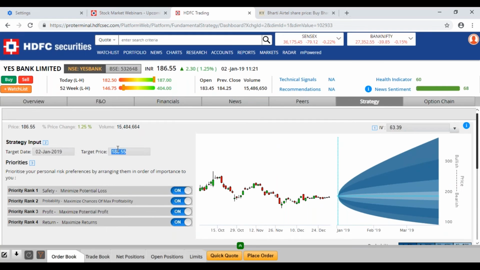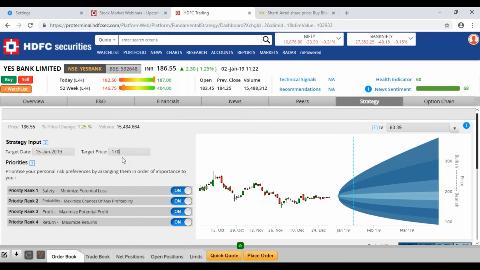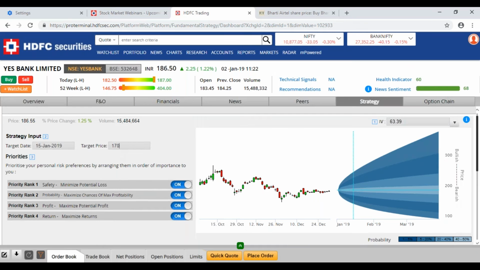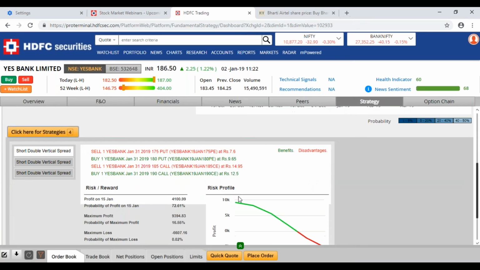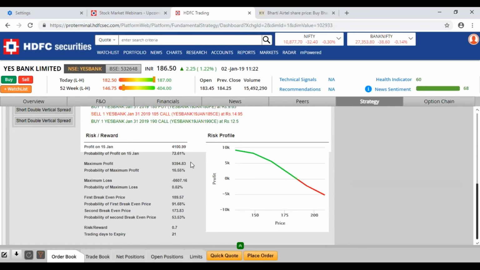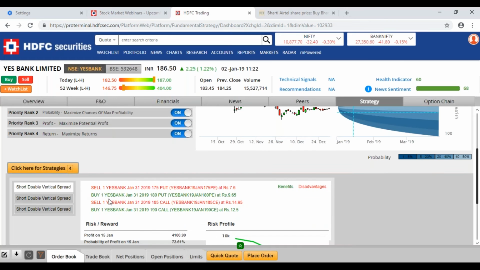So here you are expecting that by 15th this will go to 170 odd, so having a bearish view, and then you click on strategies, immediately it will show these are the strategies. So your expected profit is 4,072% and the probability of profit, and these are the options you have to do. Put option, you have to sell one, you have to buy one, and then you have to sell one call and buy one call. Similarly, other options are also available. You can accordingly take a call as per your requirement.